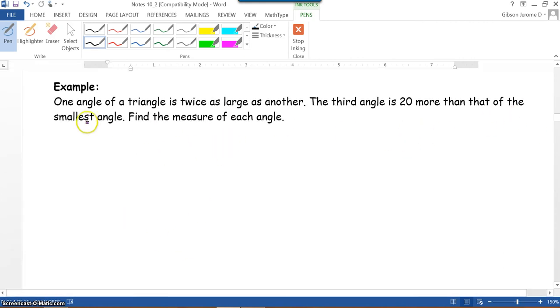Now we move to the next problem. It says one angle of a triangle is twice as large as another.